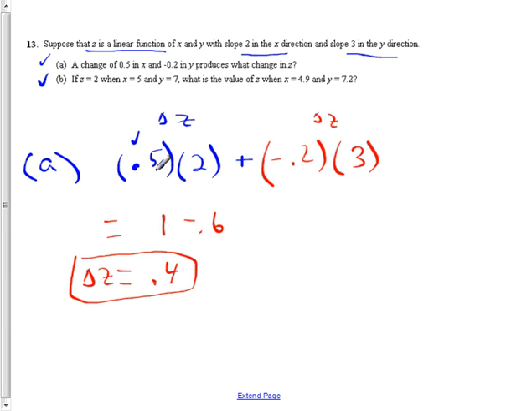So in other words, a change of 0.5 in the x direction will correspond to a change of 1 in the z direction. And a change of negative 0.2 in the y direction will correspond to a change of negative 0.6 in the z direction. Therefore, we get this net change in the z direction.